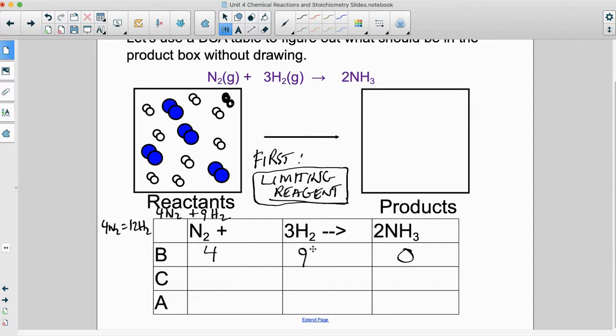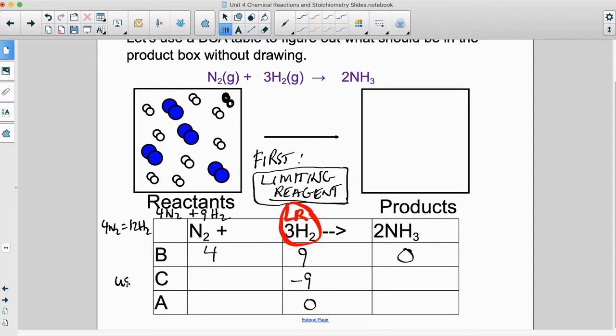Okay, so because I only have 9, I know that this, let me write it in red, this H2 is my limiting reagent. So I am limited by the amount of hydrogen I have. Our limiting reagent always disappears in the reaction. So I can just put in here -9 and I get 0.